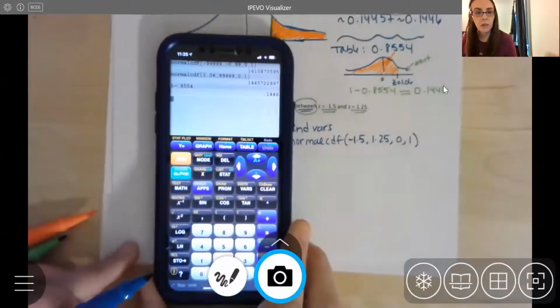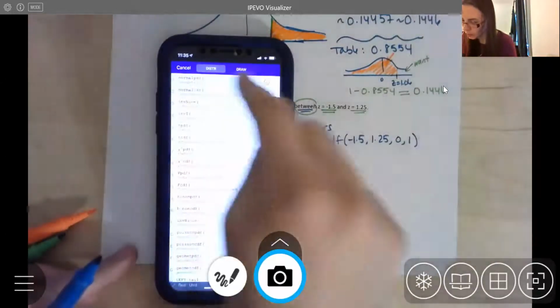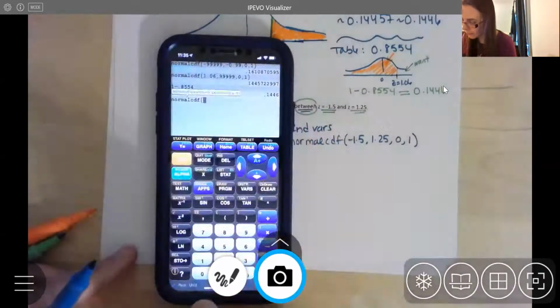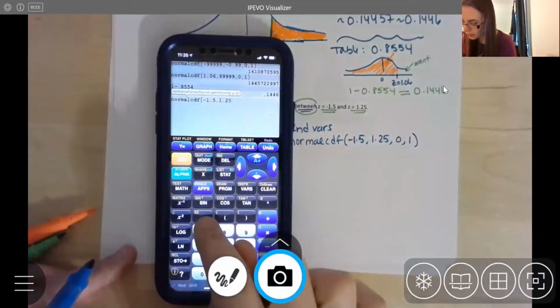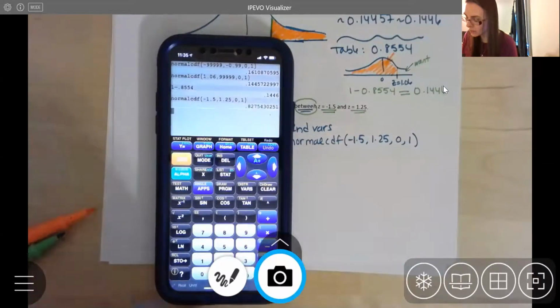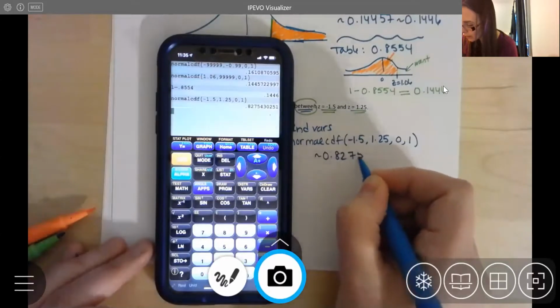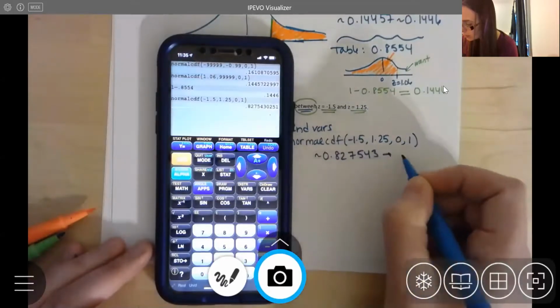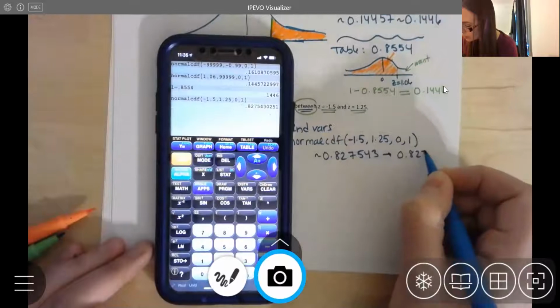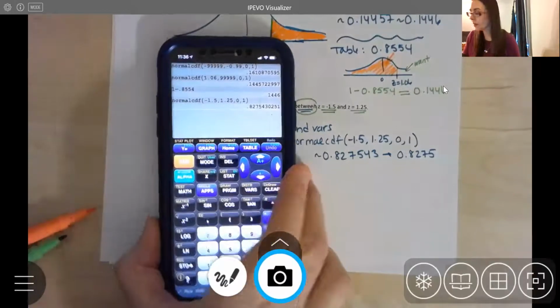Okay. So I hit second VARS. I do my normal CDF. My lower bound is negative 1.5. My upper bound is 1.25. My mean is 0. My standard deviation is 1. I hit enter and I get about 0.827543. So 0.8275 if I'm rounding to 4 decimal places. And that's the answer. So if we're doing technology, we're done.